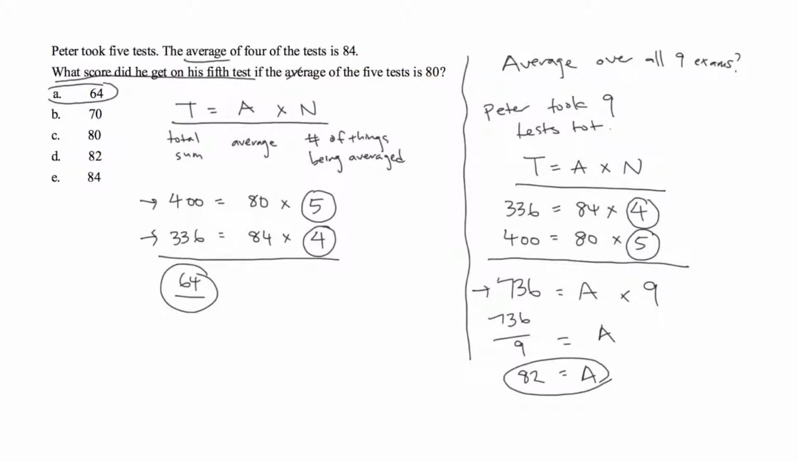So hopefully you guys can see the difference. Just be careful whether the question gives you a total and then a part, or 2 parts, and requiring you to figure out what the total is. So if they give you a total and a part, you're going to subtract to get the other part. And if they give you a part and another part, you guys are going to add to find the total. Either way, you should be using this T equals A times N chart, where the total is equal to the average times the number of things being averaged.